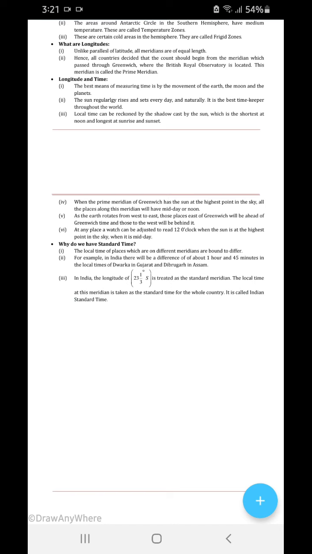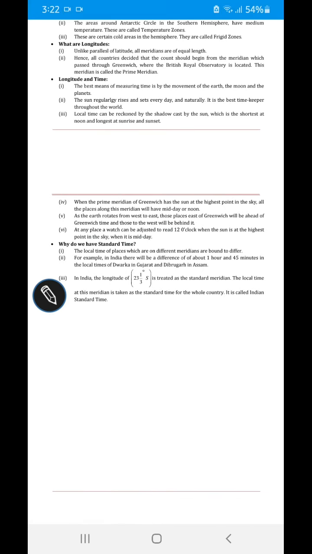In India, the location of 82 and a half degrees east is the standard meridian. The local time of this meridian, taken as the standard for the whole country, is called the Indian Standard Time.